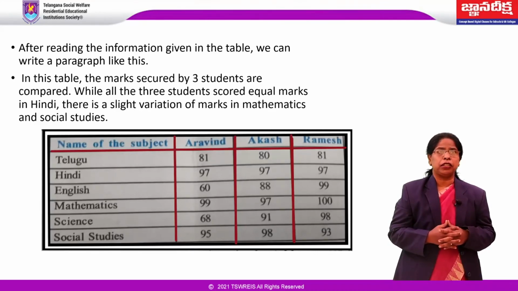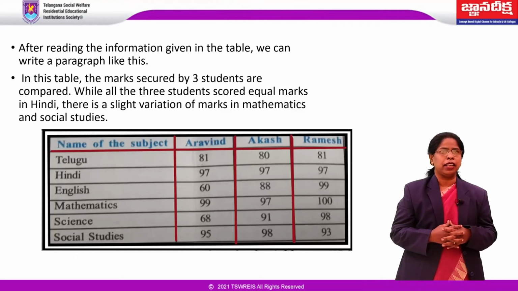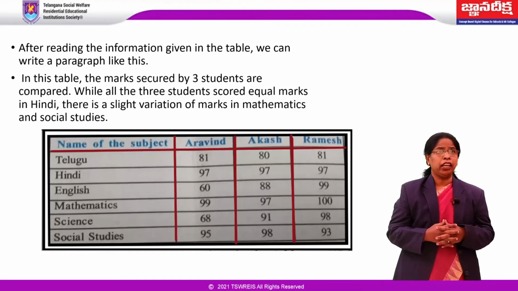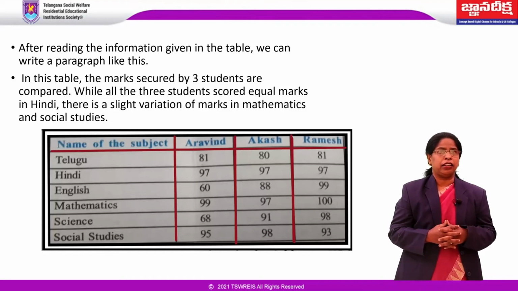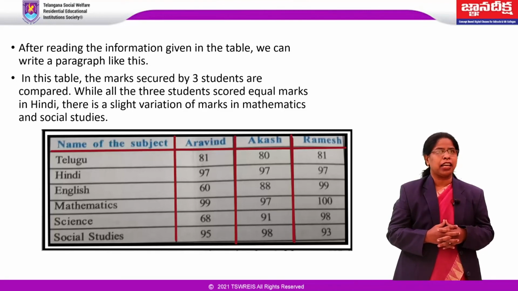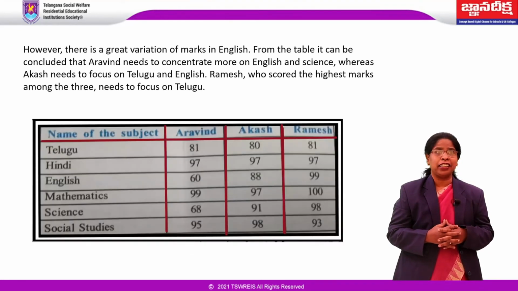After reading the information given in the table, we can write a paragraph like this. In this table, the marks secured by 3 students are compared. While all the 3 students secured equal marks in Hindi, there is a slight variation of marks in mathematics and social studies. However, there is a great variation of marks in English.